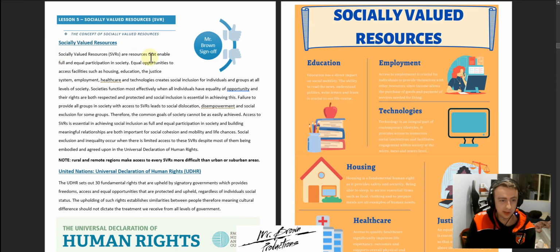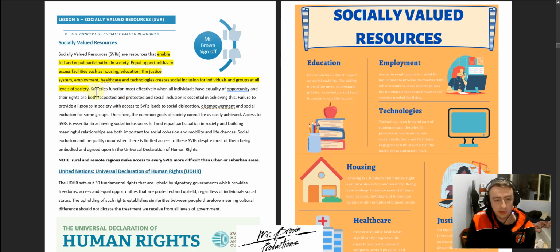Socially valued resources enable full and equal participation within society. Full and equal participation. Equal opportunities, I'd underline that one, to access facilities such as housing, education, the justice system, employment, healthcare, and technologies. These are the 6 different areas. I'll highlight that. You're probably going to be highlighting this whole thing. That's your concept card there, though.